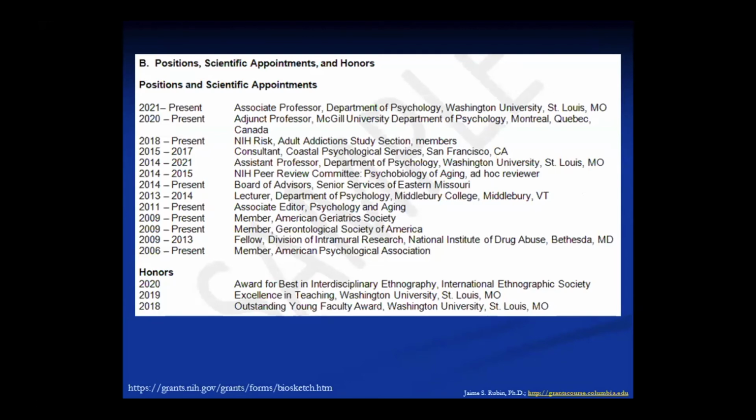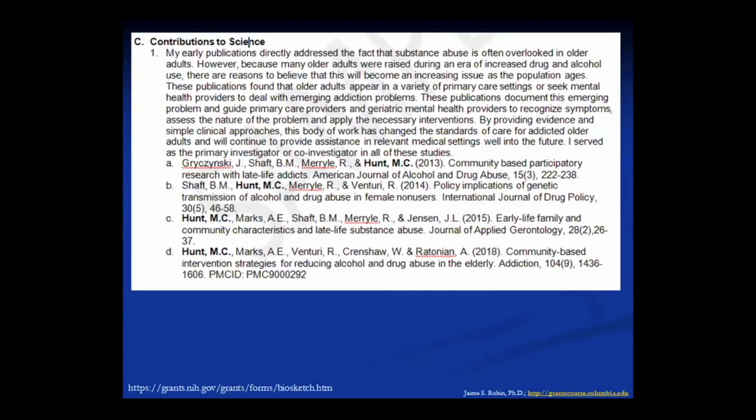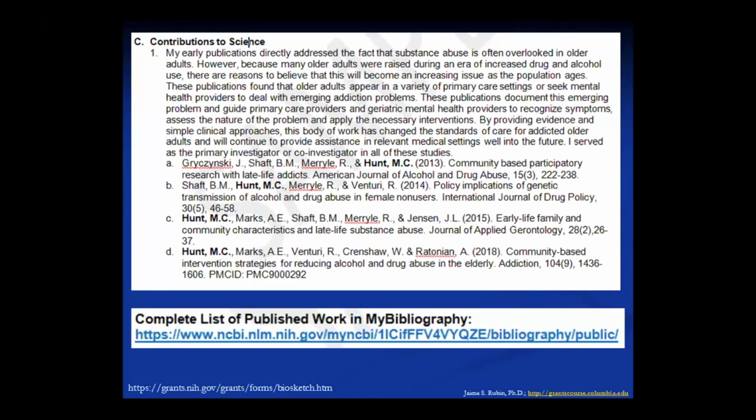Honors, positions, scientific appointments, and so forth. They say reverse order, which means the latest at the top. And then different contributions to science: up to 5, and up to 4 research products or publications. You don't have to do 5, but describe their role in each of these projects and the significant findings in each. And here, as you can see, this is an NIH government website listing all of this individual's publications.